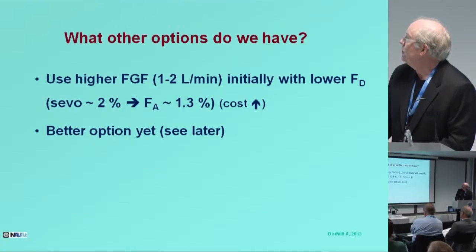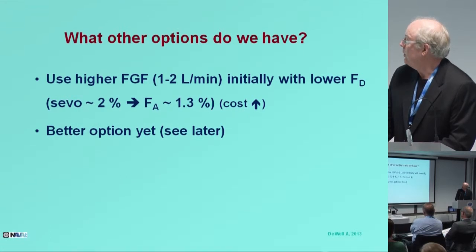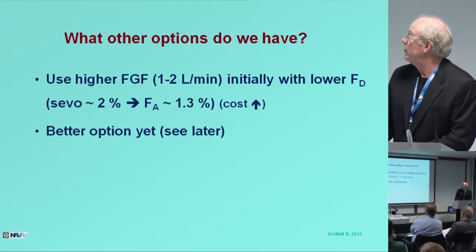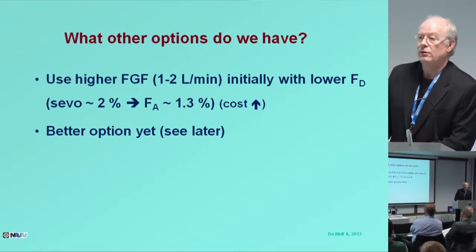The other option that we have is to start off with higher fresh gas flow, 1 to 2 liters per minute. And we know that if you use this fresh gas flow, if you set your vaporizer setting at about 2%, you will reach alveolar partial pressure at 1.3% relatively quickly. The problem with this is that your cost goes up because your fresh gas flow is higher than it really needs to be to compensate for uptake. So there is a better option yet, which I'm going to present to you later.